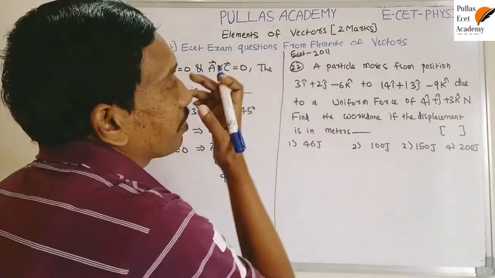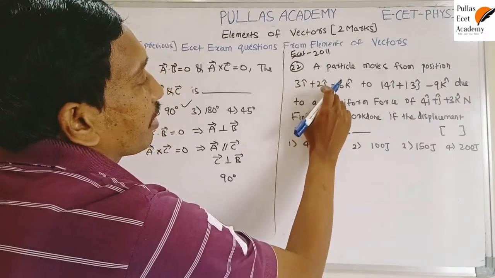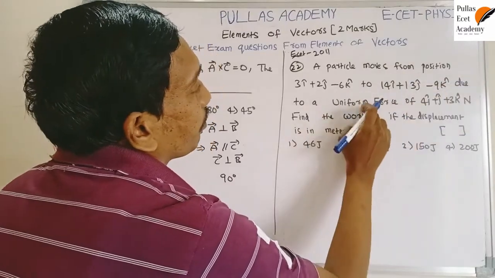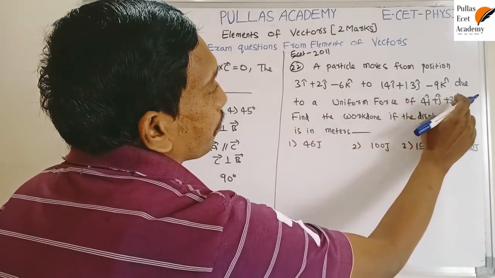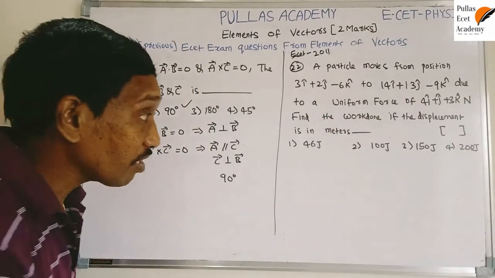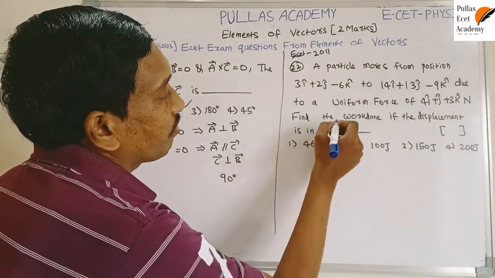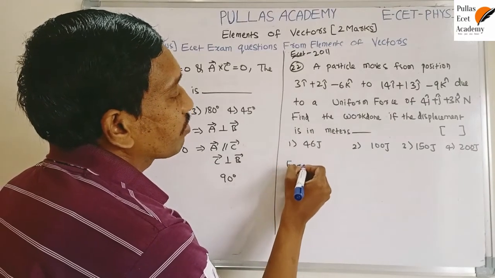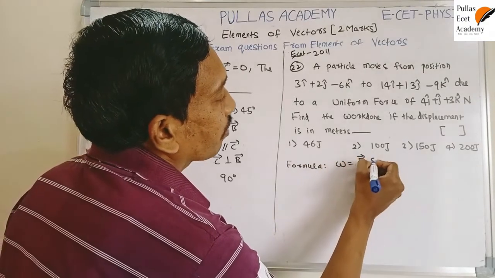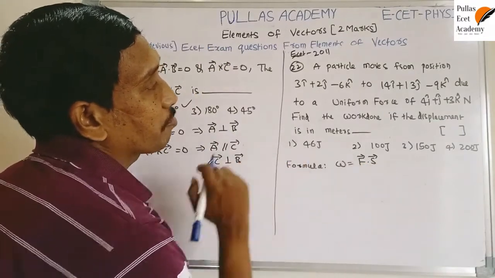Question number 22 is from the 2011 paper. A particle moves from position 3i cap plus 2j cap minus 6k cap to 14i cap plus 13j cap minus 9k cap due to a uniform force of 4i cap plus j cap plus 3k cap Newton. Find the work done in the displacement, in meters. Okay, now work done is asked here. So what is the formula for work done? Work done is one of the examples of scalar product. That means work done W is equal to the scalar product of force and displacement. Thus find the scalar product of force and displacement, and you get the work done.